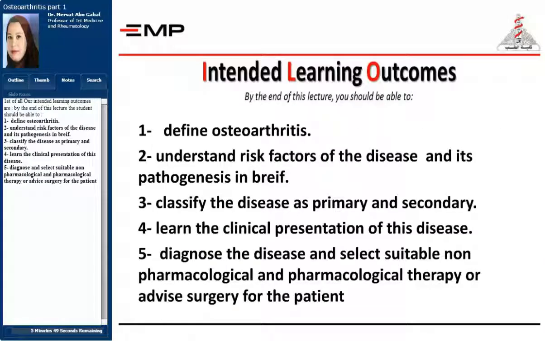First of all, our intended learning outcomes. By the end of this lecture, the student should be able to define osteoarthritis, understand risk factors of the disease and its pathogenesis in brief, classify the disease as primary and secondary, learn the clinical presentation of this disease, diagnose and select suitable non-pharmacological and pharmacological therapy, or advise surgery for the patient.